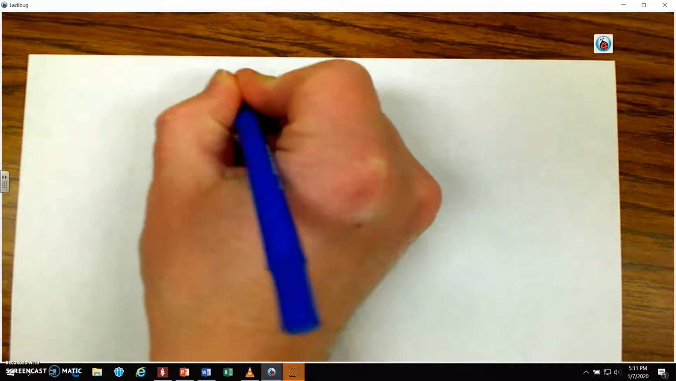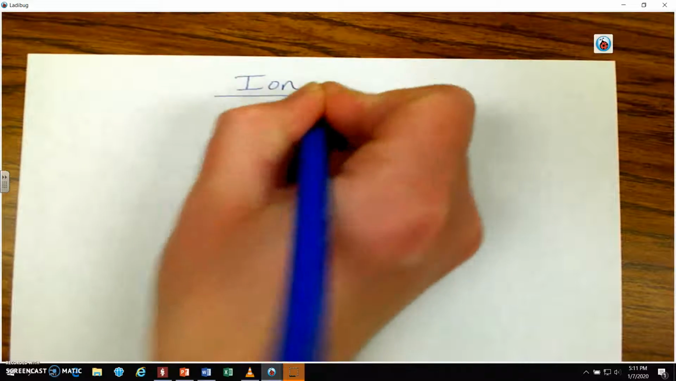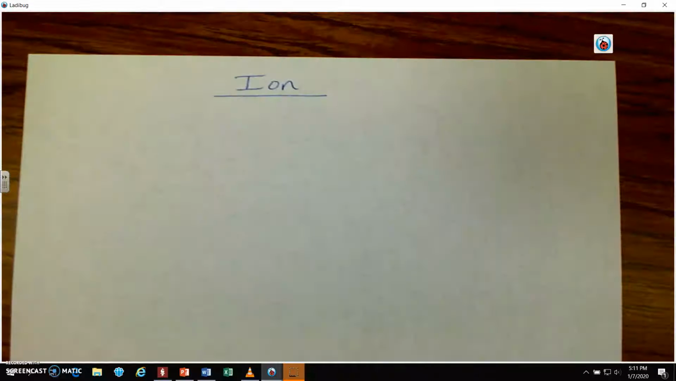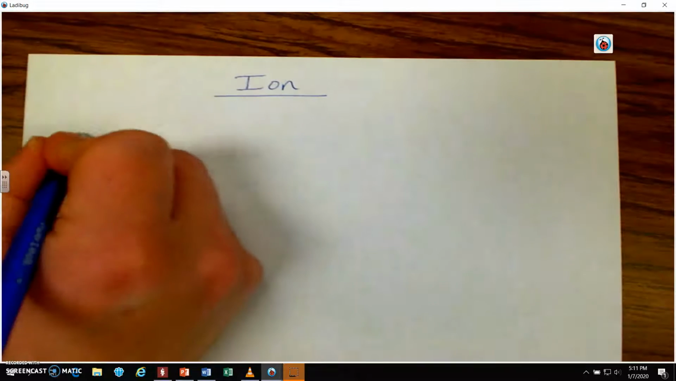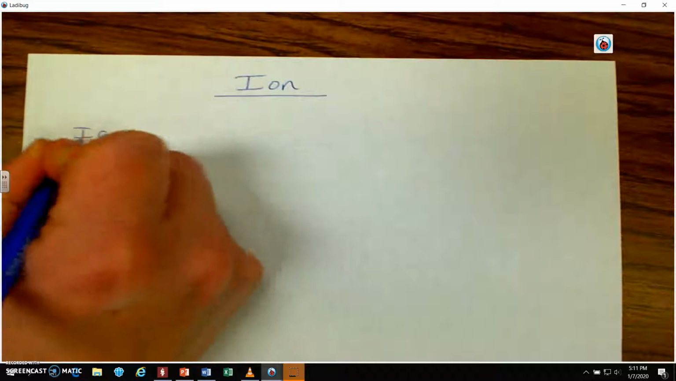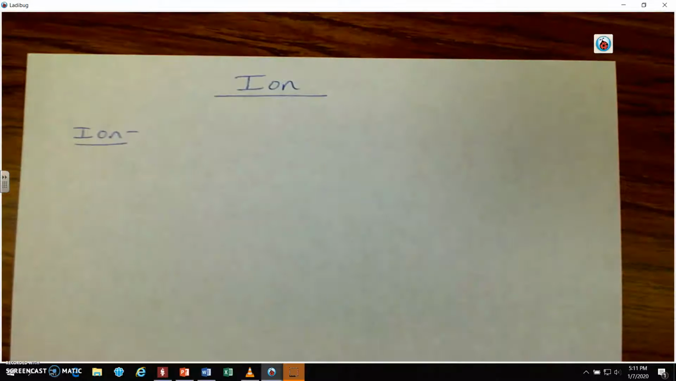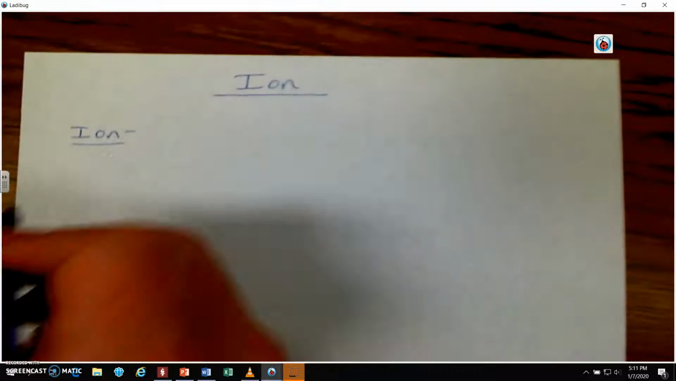Next, we're going to talk about ions. So we're going to title this page Ion. A good place to begin would be a reminder of the definition. An ion is an atom that has a positive or a negative charge.